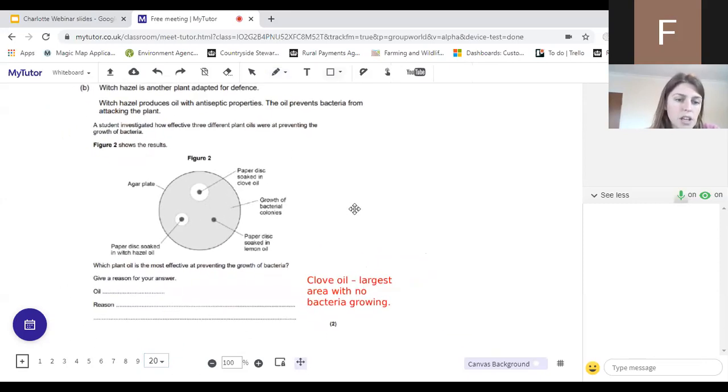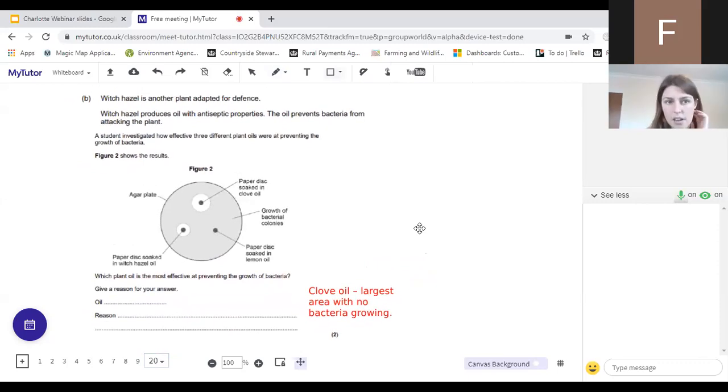Okay, this one's got a little bit of a scientific base to it, so a bit more of a practical base. So we talked briefly about witch hazel. So witch hazel is another plant adapted for defense. Witch hazel, which is the plant, produces oil with antiseptic properties. The oil prevents bacteria from attacking the plant.